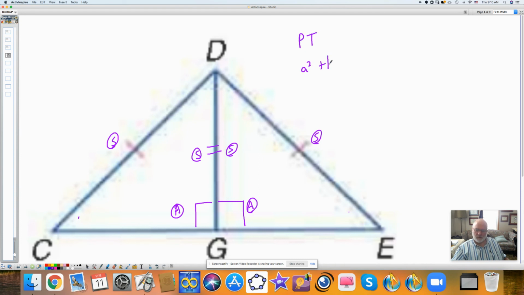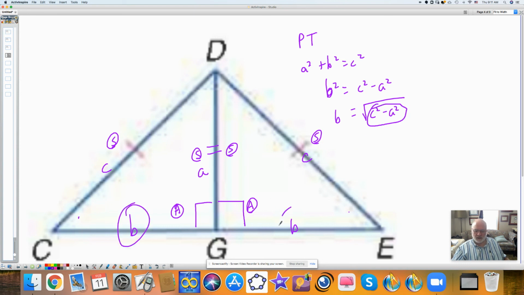If a squared plus b squared is equal to c squared, if I move the a to the other side, I get b squared is equal to c squared minus a squared. And I could also say that b, which would be in this triangle, if this is a, this is c, this would have to be b. B is equal to the square root of c squared minus a squared. And notice, we know that these two are the same. That means that these two sides have to be the same. So by the side-side-side triangle congruence theorem, the two triangles are congruent.